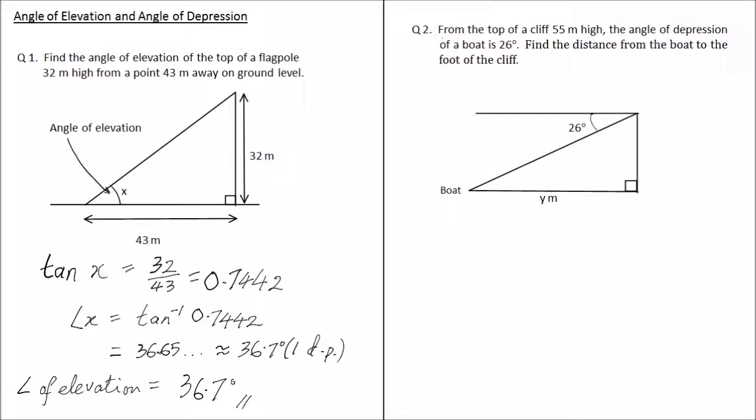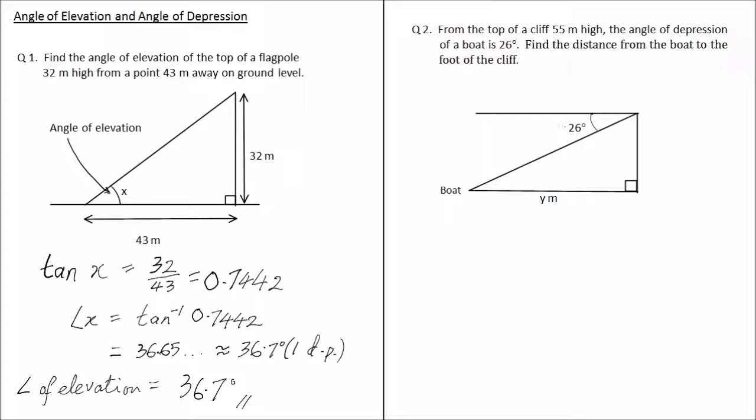In this question we are told from the top of a cliff 55 meter high, the angle of depression of a boat is 26 degrees. Find the distance from the boat to the foot of the cliff. Now the diagram is not given in the question, but I've drawn the diagram here from the question. So this is the boat. This line represents the cliff, and we are asked to find the distance from the boat to the cliff. Given the angle of depression from the top of the cliff to the boat as 26 degrees.